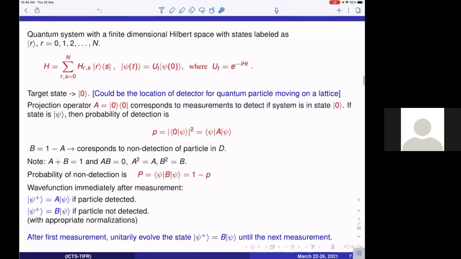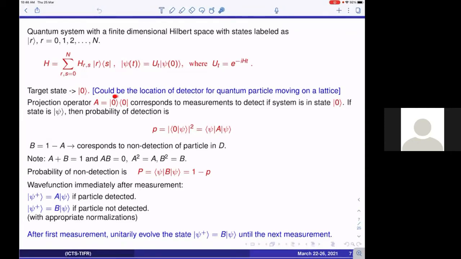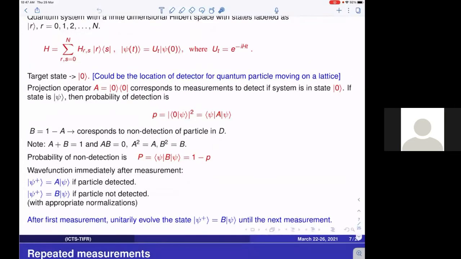This is a projection into the detector state, and then I can define this complementary projector which projects into the remaining subspace of all states which are not part of the detector. So 1 minus A corresponds to non-detection of the particle. You can check that these satisfy the usual projection operator relations. The probability of non-detection is then just the expectation value of this complementary operator in the state psi, and this is equal to 1 minus p, which we of course expected.